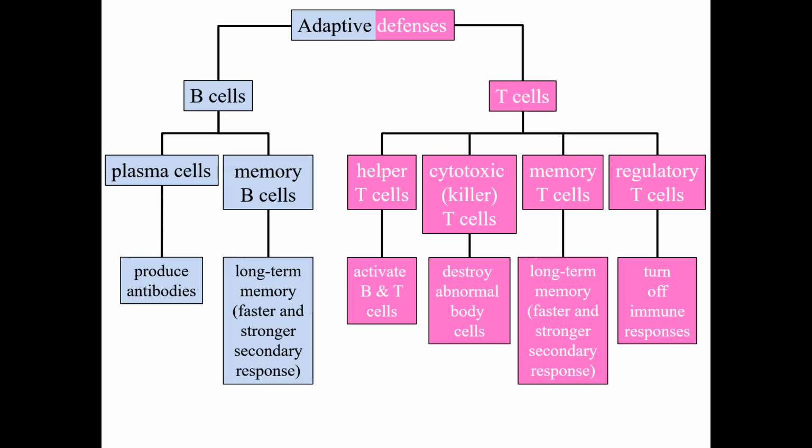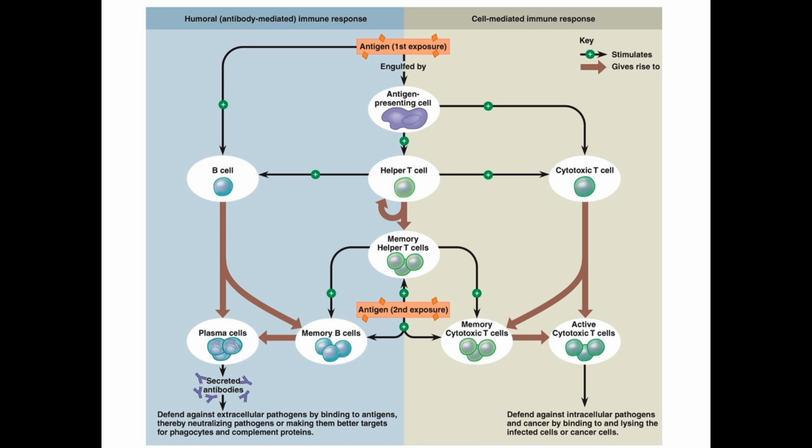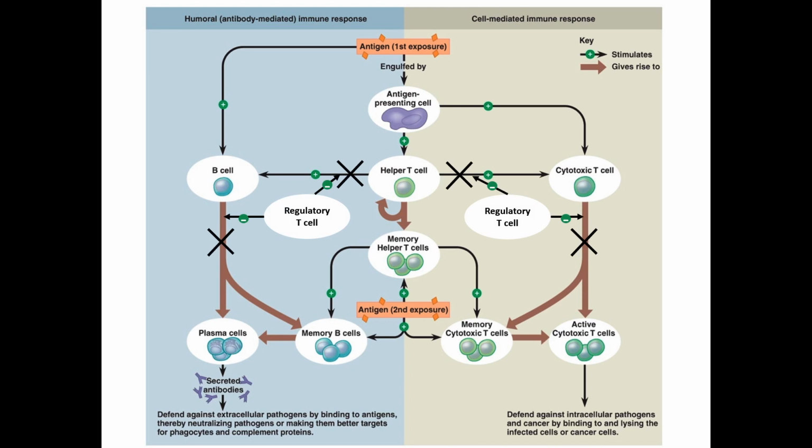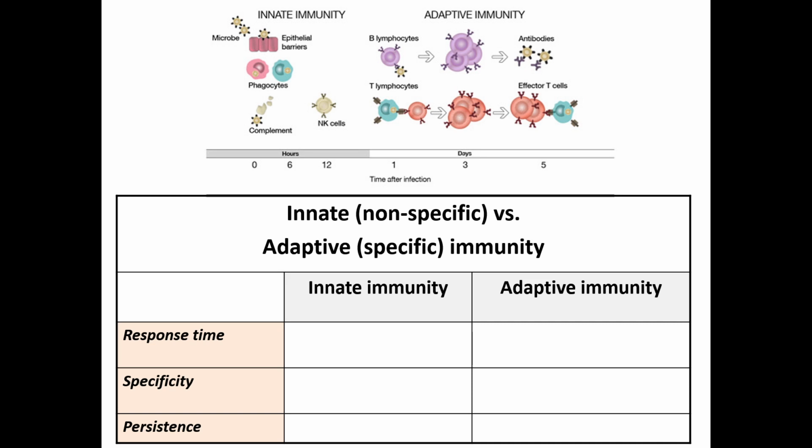Here's a summary slide showing this whole branching of the two divisions with the summaries of each. I'm not going to go through this, but it's a good summary slide to look back at as you're studying. Here's another one, looking at the regulatory T cells, how they'll slow down that response after the infection has been cleared. And then I think this is close to the last slide here, comparing and contrasting innate versus adaptive immunity.